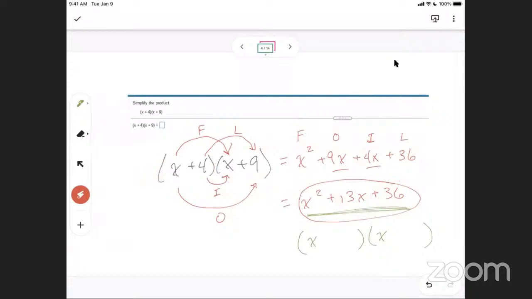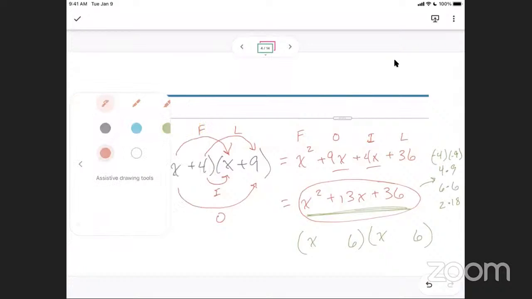4 and 9. Well, you can do 4 and 9, or you can do 6 and 6, right? So you might try 6 and 6 first. You can even do 2 and 18. There's lots of options, and you can even do negatives. These can both be negative if you wanted to: -4 and -9. But what you can do is just try one. This is called guessing.